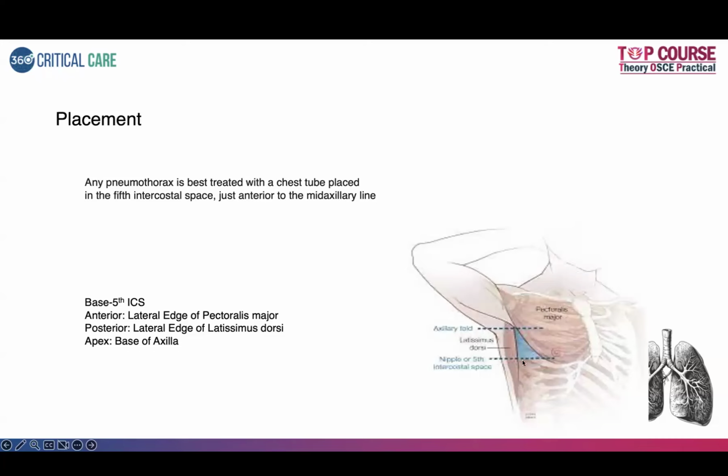The base is formed by the fifth intercostal space. The anterior part is by the lateral edge of the pectoralis major. The posterior is by the lateral edge of the latissimus dorsi, and the apex is by the base of the axilla. So this is the triangle of safety, and this is the place where you need to place the intercostal tube. There is a thoracostomy tube, which is then connected to the intercostal drain.